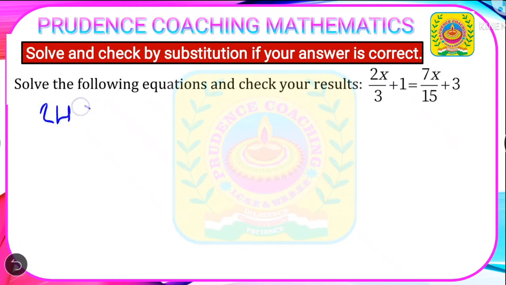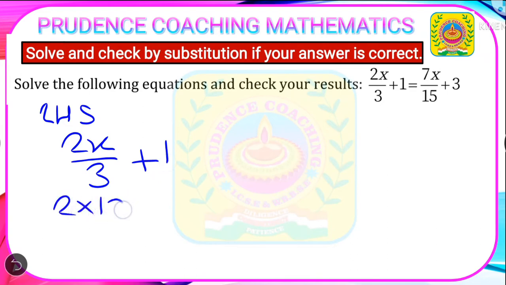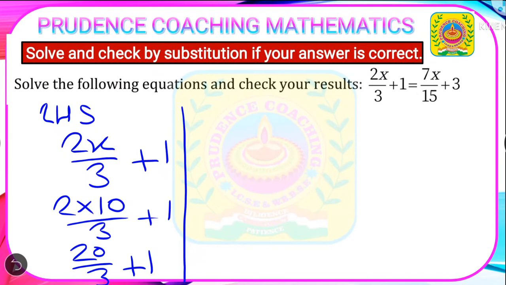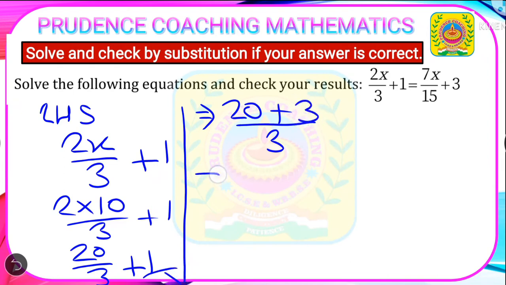So LHS, we have 2x by 3 plus 1, and the value of x is 10. So 2 into 10 divided by 3 plus 1. So we are having 20 by 3 plus 1. As here the denominator is 3 and 1, so the LCM will be 3. So 20 plus 1 into 3, which is 3. So we are having 23 by 3 on the left hand side.